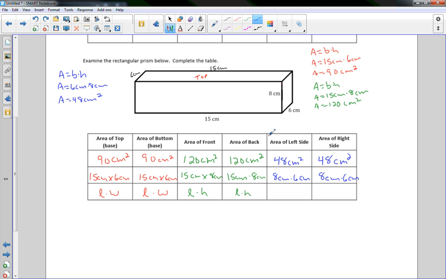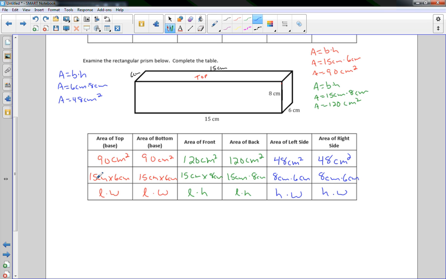I'm going to call this height times width. Height times width. I usually write width times height, but that's fine. I'm just keeping this in line.